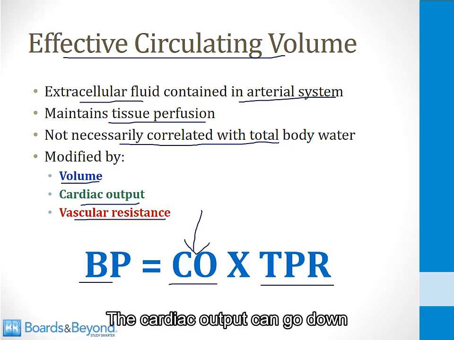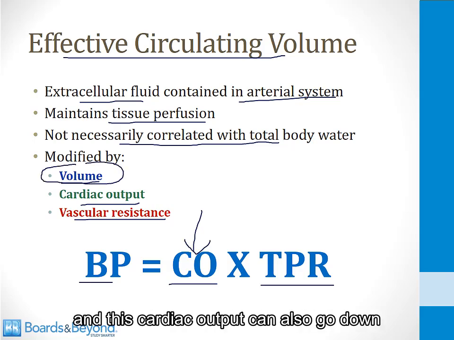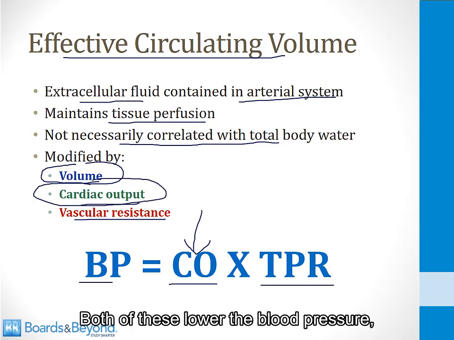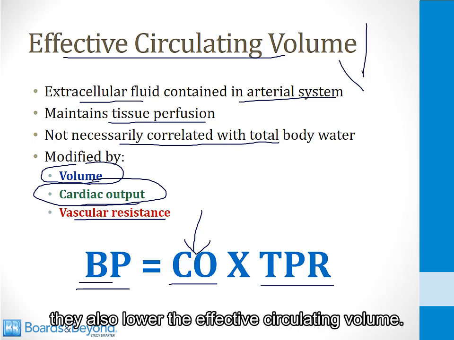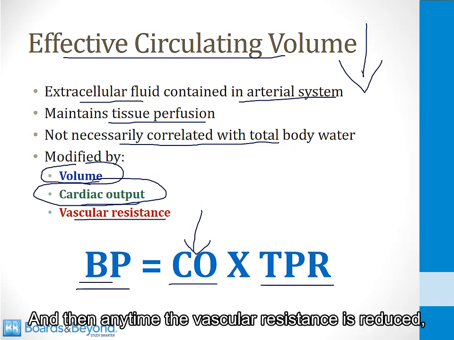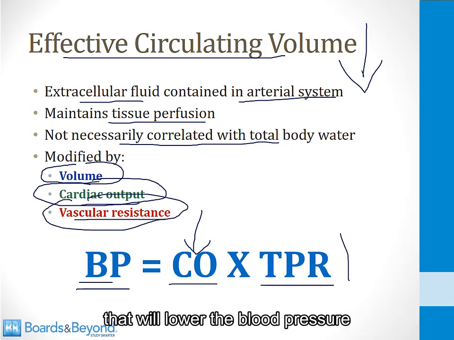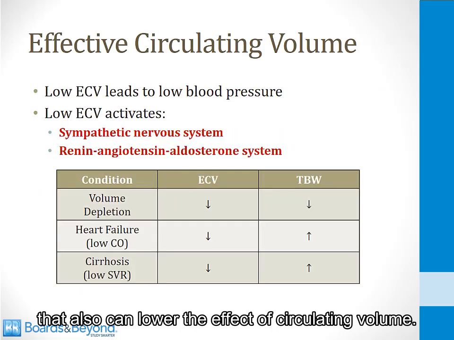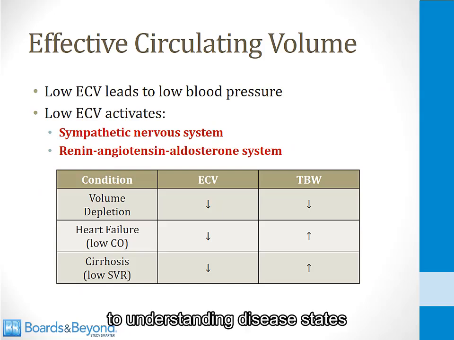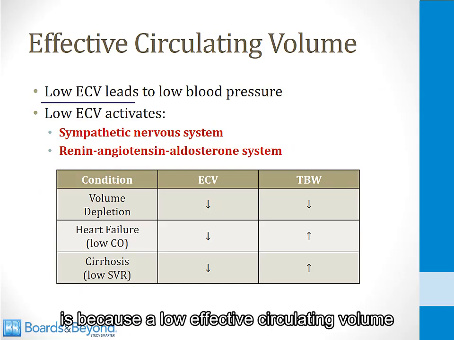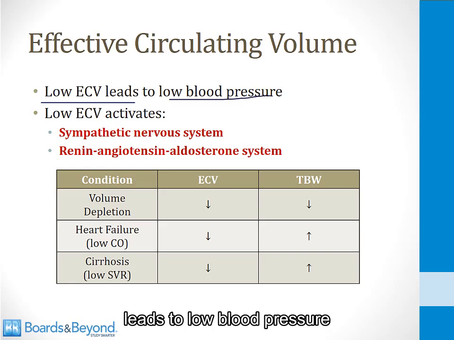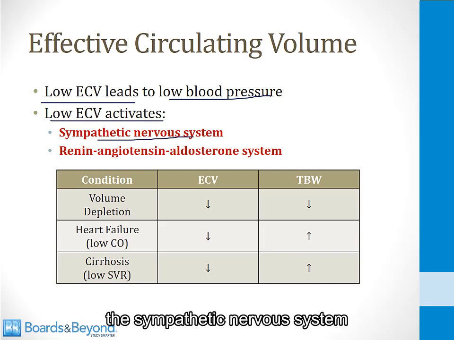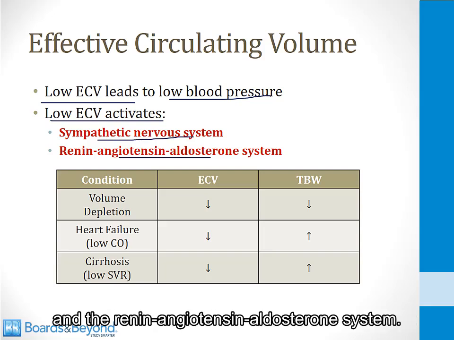The cardiac output can go down when there's not much volume in the body, and this cardiac output can also go down if there's a problem with the heart and there's low cardiac output. Both of these lower the blood pressure. They also lower the effective circulating volume. And then anytime the vascular resistance is reduced, that will lower the blood pressure. That also can lower the effective circulating volume. The reason this concept is so important to understanding disease states is because a low effective circulating volume leads to low blood pressure, and it activates two important physiologic systems, the sympathetic nervous system and the renin-angiotensin-aldosterone system.